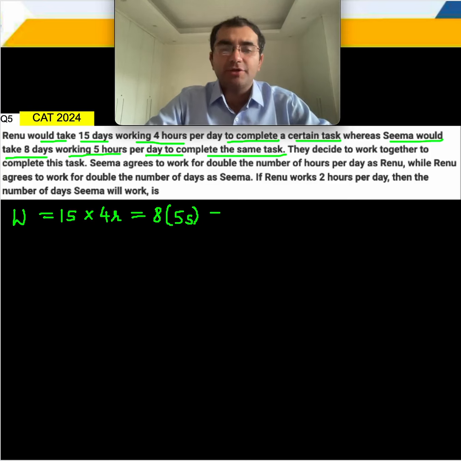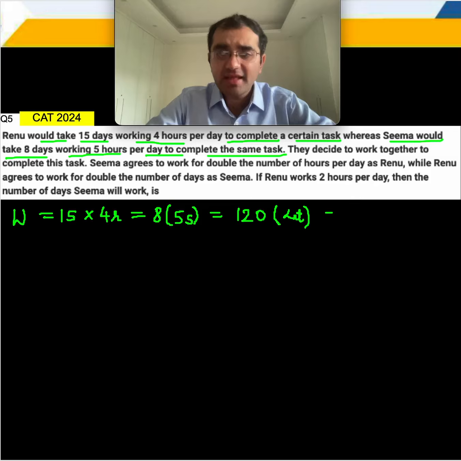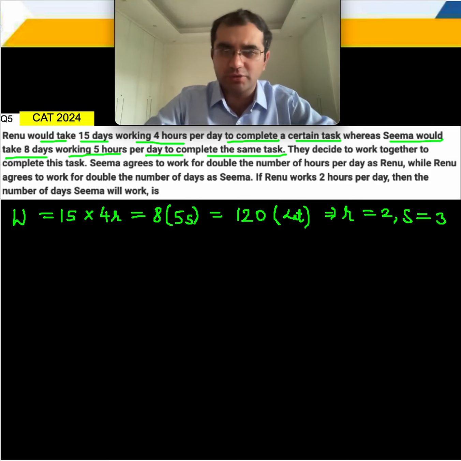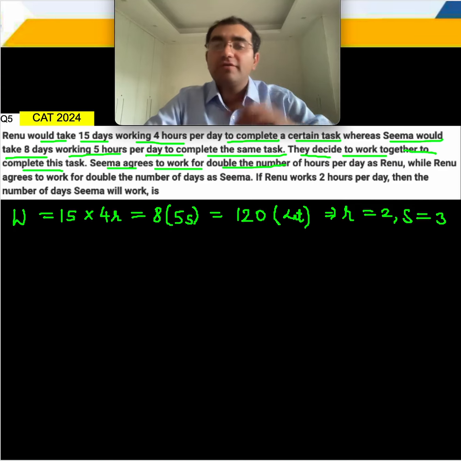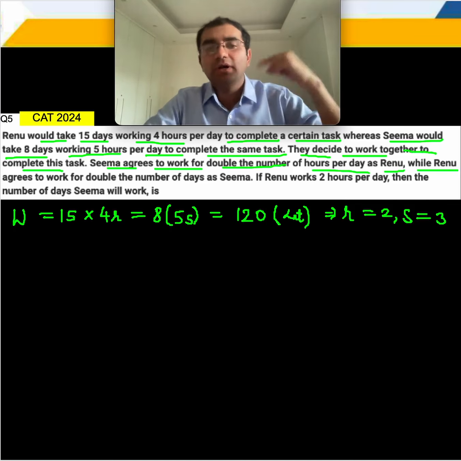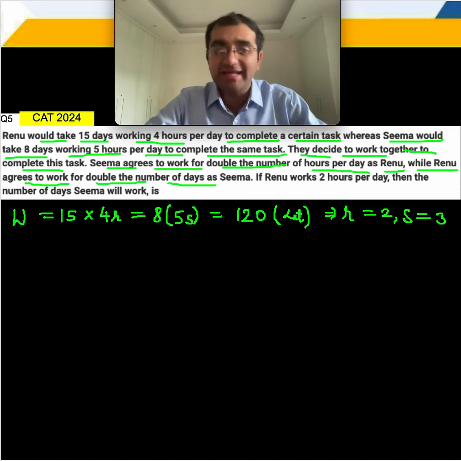And total 60 और 40 का LCM 120 ले लेते हैं. See, 15 into 4 is 60, 8 into 5 is 40. LCM, let the work to be done be 120 units. इससे मेरा R आ जाएगा 2 and S आ जाएगा 3. Now let's do the work. They decide to work together. Seema agrees to work for double the hours as Renu. Renu agrees to work for double the days as Seema.